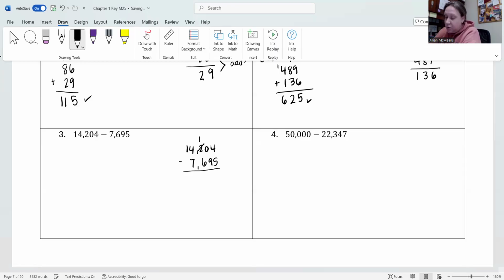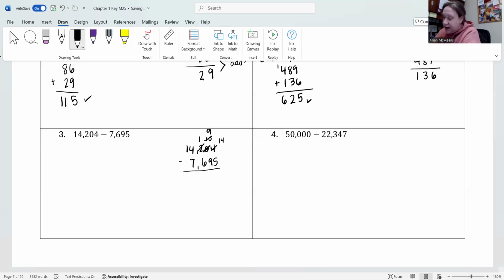Well, the 2 becomes a 1, and then the 10 that I borrowed gets added to 0. So this 0 becomes a 10. Well, that still doesn't help me because I still need to take 5 from 4, but now I can borrow, because I don't have a 0 in front of the 4, I have a 10. So I borrow 1 from the 10, 10 becomes 9, and finally 4 becomes 14. 14 minus 5, I can do that.